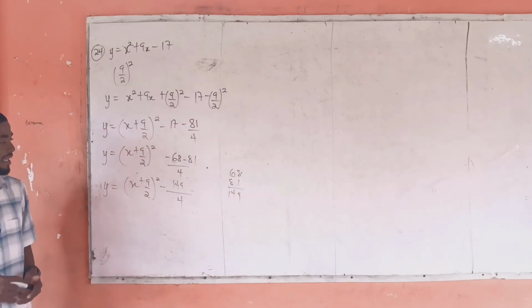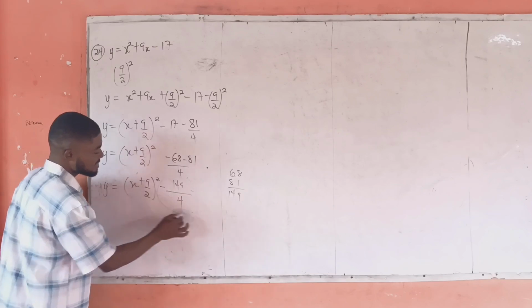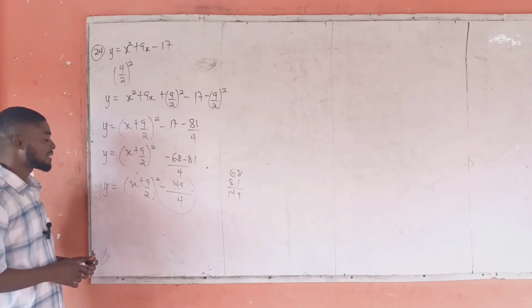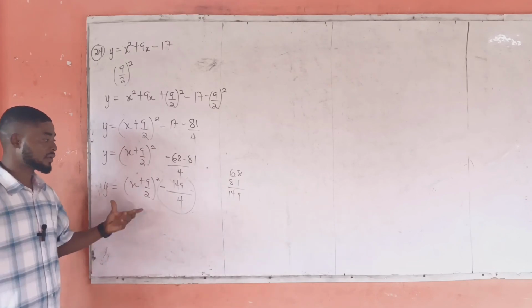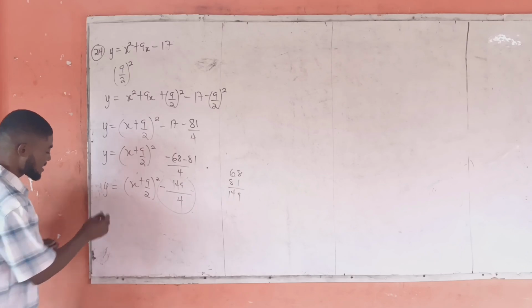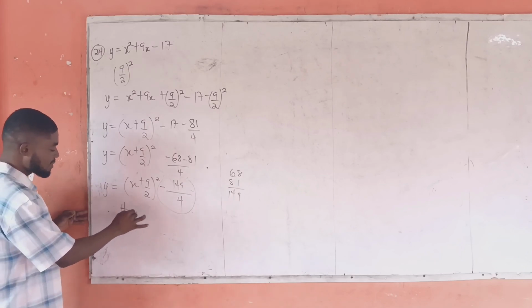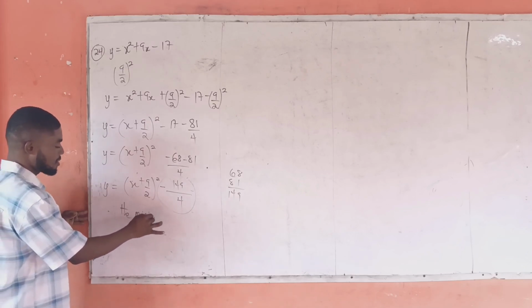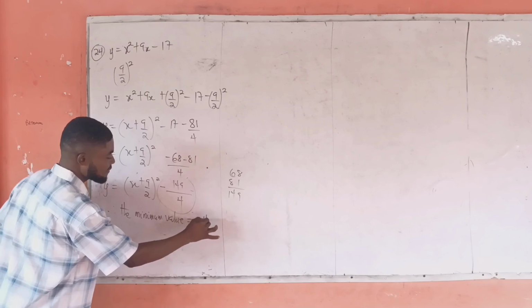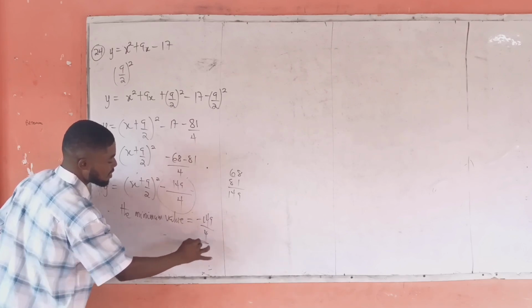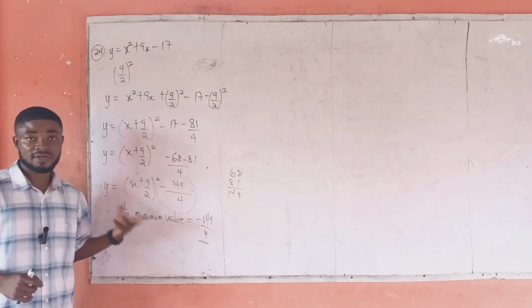The minimum value occurs at this particular region, which is the minus part, when (x plus 9 on 2) all squared is equal to 0. The minimum value occurs over here. So therefore, the minimum value is negative 149 on 4. This is where the minimum value is occurring.